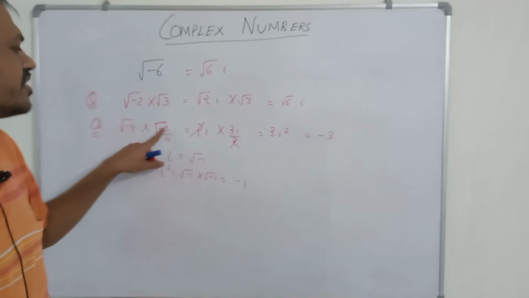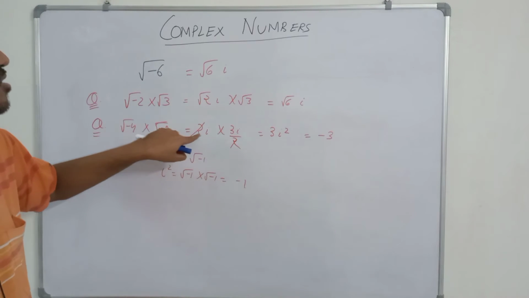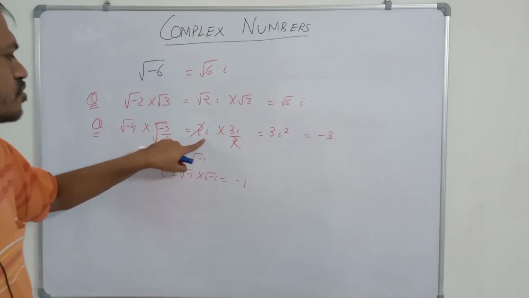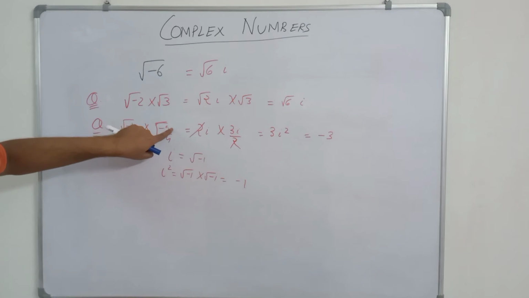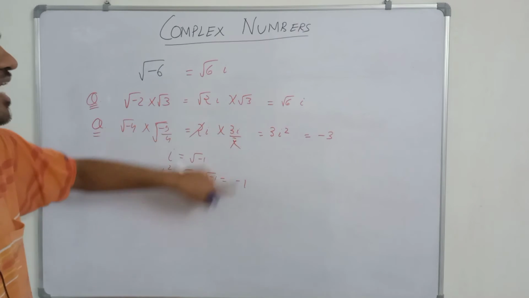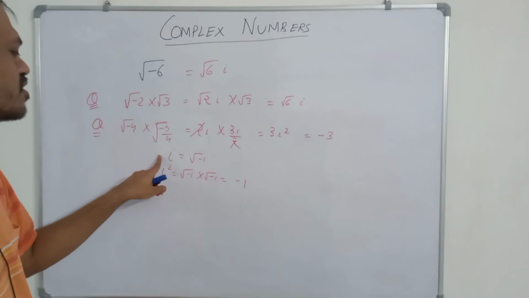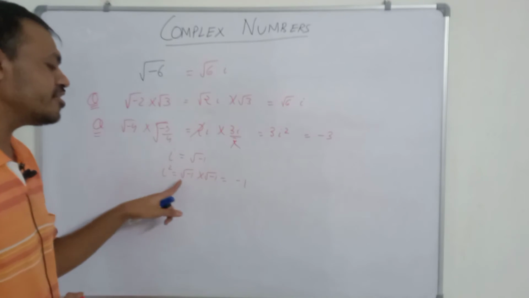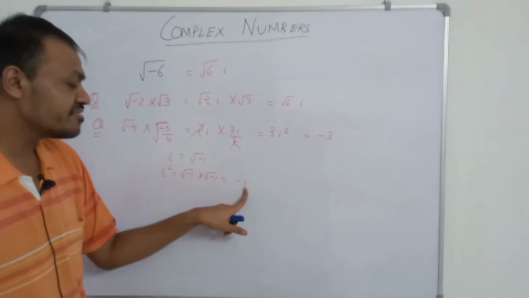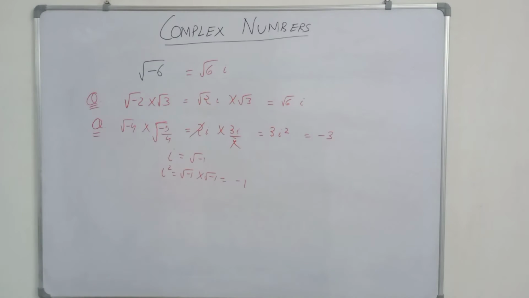Under root of minus 4 into under root of minus 9 by 4. Under root of minus 4 can be written as 2 iota, because the square root of 4 is 2 and under root of minus 1 is iota, and under root of minus 9 by 4 can be written as 3 iota upon 2. So if we multiply, we get 3 iota square. Now iota is equal to under root of minus 1, so iota square will be equal to under root of minus 1 into under root of minus 1, which is equal to minus 1. So 3 iota square will be equal to minus 3.